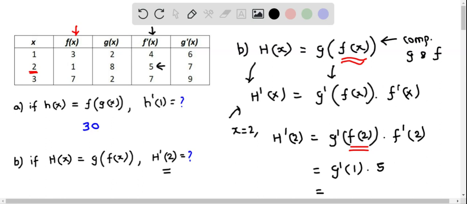Now we have to find g prime of 1, which means we look at the g prime of x column. The input is x equal to 1, in the first row. Therefore, g prime of 1 is 6. I replace 6 here, and we already have 5. So 6 times 5 is 30. Therefore, the answer to part B is also 30. That is, H prime of 2 is 30.